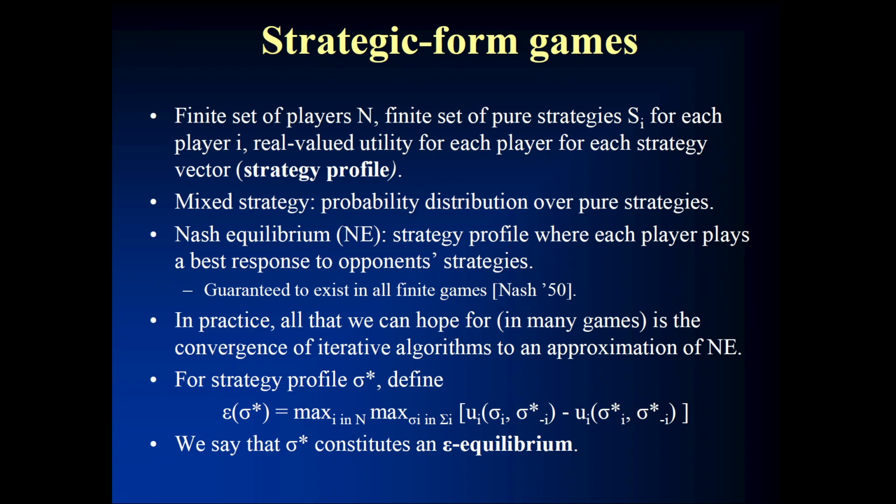Now, a strategic form game consists of a set of players, a set of pure strategies for each player, and a utility function. Nash equilibrium is the standard solution concept in game theory, and in practice, we're trying to approximate Nash equilibrium. We define epsilon to be the maximum a player can gain by deviating from a profile, and so epsilon equilibrium is, for a given epsilon, we say that sigma star is going to be an epsilon equilibrium.